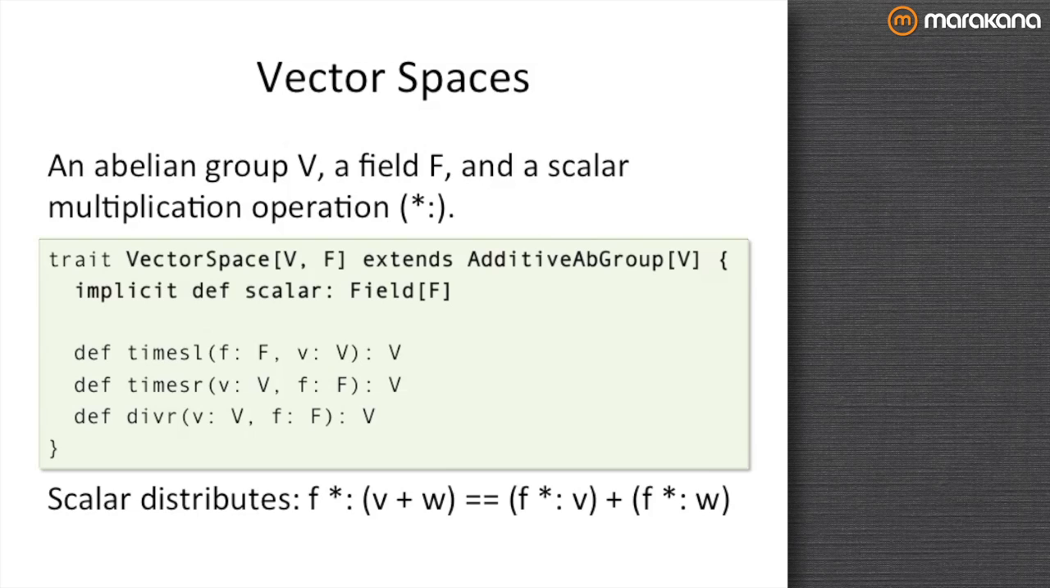Then we can multiply it by some scalar, and you have this nice law here. In Spire, we have this idea of multiplying from the left and the right. You don't need to worry about that. The main thing is we have this scalar multiplication, written with a star colon, and we can also scale them.